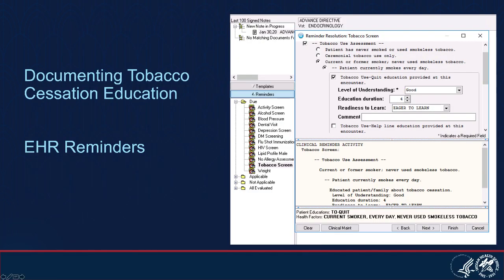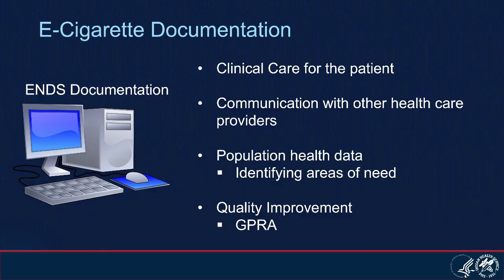The use of EHR reminders can improve tobacco and e-cigarette documentation by alerting the clinician when a patient is due for screening and providing a dialogue to facilitate documentation directly through the note. Documentation of e-cigarettes is increasingly becoming an integral piece of medical record data, with reports of lung disease, illness, and death attributed to e-cigarette use. Documentation is important for providing patient care and identifying population health needs. E-cigarettes are also included as a component of the tobacco cessation quality measure and others.